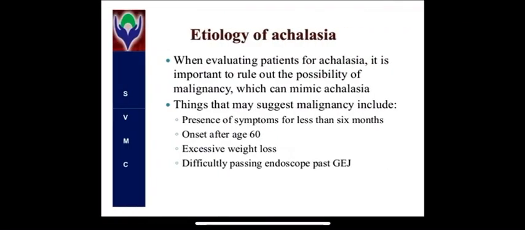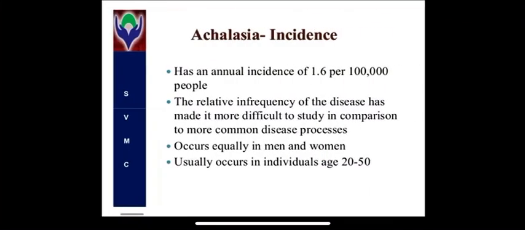When evaluating patients for Achalasia, it is important to rule out the possibility of malignancy, which can mimic Achalasia. The things that might suggest malignancy are presence of symptoms for less than 6 months, onset after the age of 60 years, excessive weight loss, and difficulty in passing the scope across the gastroesophageal junction.